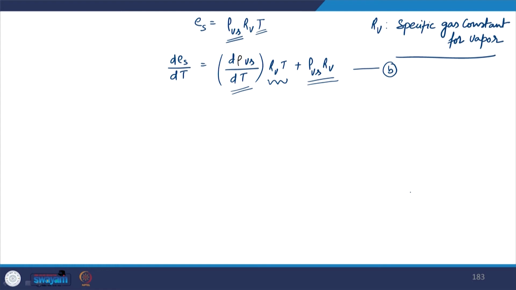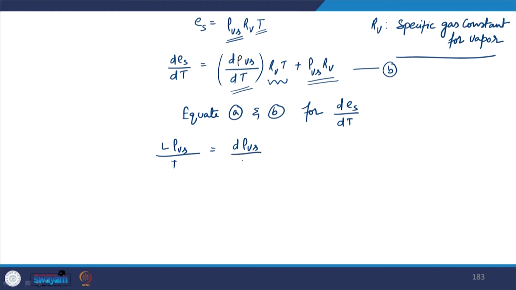Okay. So, if this is B, now let us equate equation A and B. So, why are we equating? For the rate of change of vapor pressure with respect to the temperature, what we will get is L times rho Vs by T is equal to d rho Vs by dt times RVT plus rho Vs times RV.